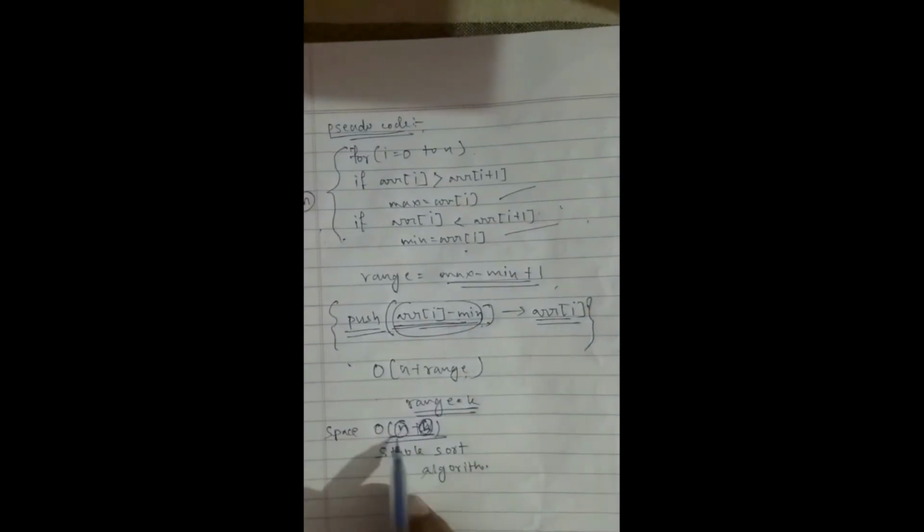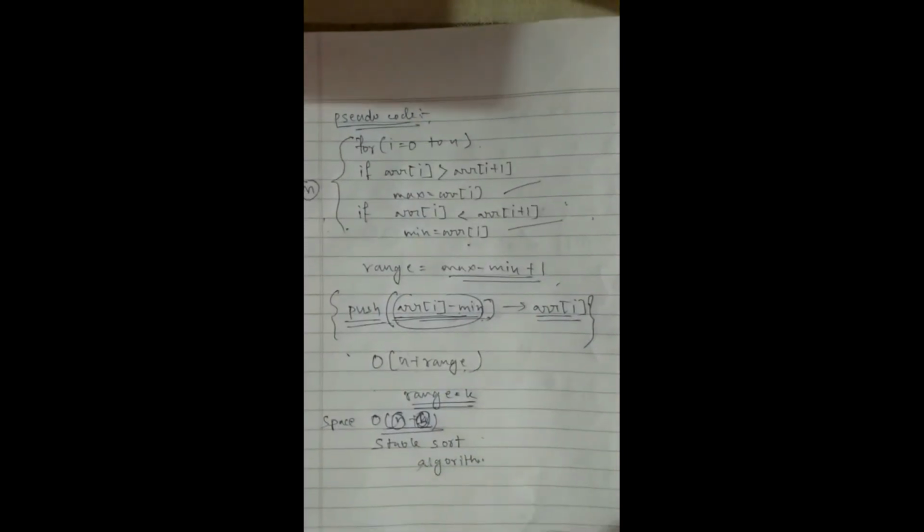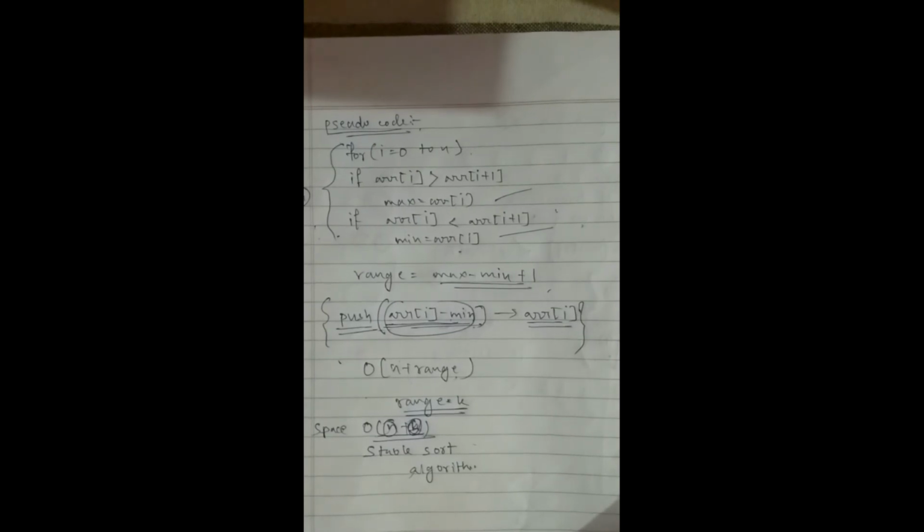The time complexity is order of n plus range, the space complexity is order of n plus range, and this is the sorting algorithm.